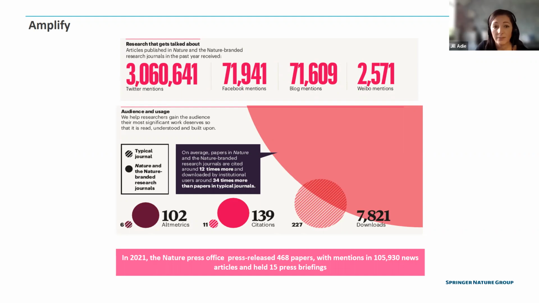At the top of the slide, you can also see that it's talked about, with about 3 million Twitter mentions. So we monitor the altmetrics as well for all of our articles, as well as the usage and citations. That's quite a clear indicator for us that the research is being engaged with.